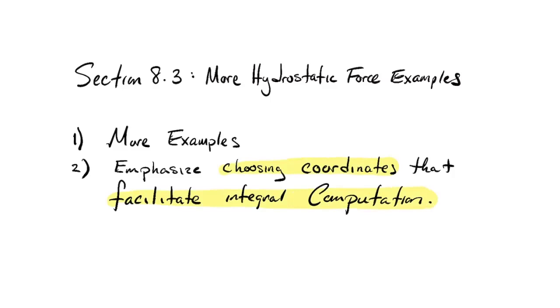I mean, you guys have been doing these. Hydrostatic force depends on depth. And if the shape is not a rectangle, the width at a given depth might also depend on that depth. So choosing a coordinate system means you're defining some variable, and that variable determines these quantities we need to know, that depth and that width. Okay, so let's take a look at an example.